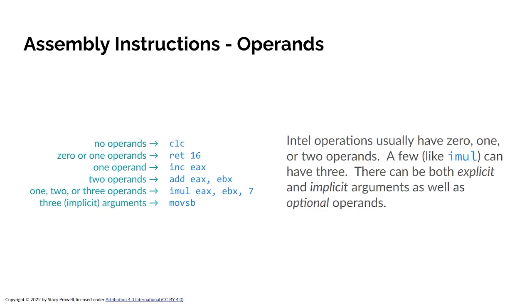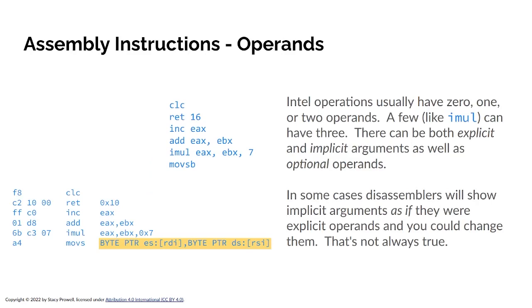MOVSB is a string-oriented instruction. It takes 3 arguments, and in this case, they are all implicit. And this is moving a string byte by byte. It needs a source register, which is RSI, a destination register, which is RDI. It needs a direction flag, which is in the condition code register, etc., to make all of this work.